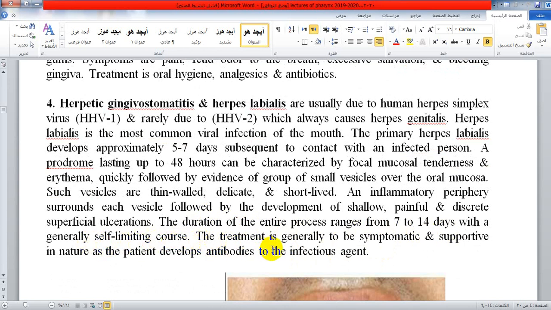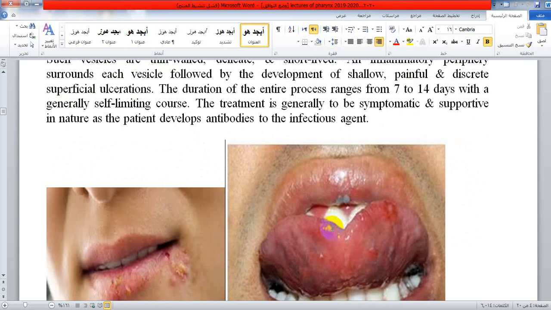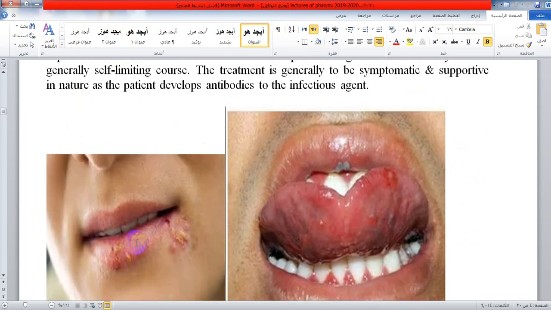The treatment is generally symptomatic and supportive in nature as the patient develops antibodies to the infectious agent. Of course this is viral, and people always want antibiotics, and this is our problem: people are saturated with antibiotics for these simple things that are self-limiting. This is the herpes labialis, and this is the stomatitis, which is gingivitis or gingivostomatitis.